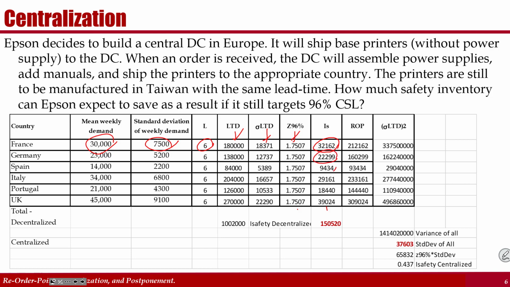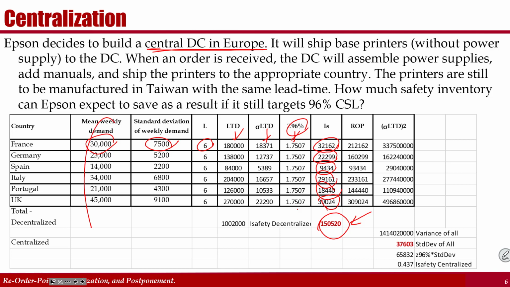I can do it for all countries and then add it up. In the decentralized system, I need this much safety stock to have a 96% service level. Now suppose Epson has decided to create a central DC in Europe. Do not differentiate the printers, make them modular such that you can easily plug in the power supply and put the manual inside the package. So we have a centralized system.